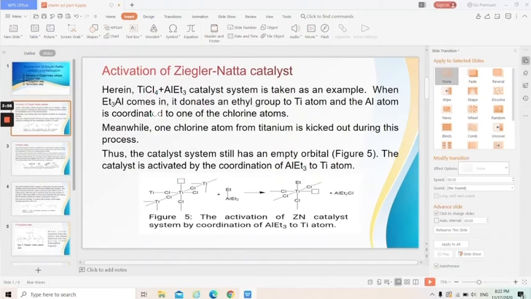When the triethylaluminum comes in, it donates an ethyl group to the titanium atom, and the aluminum atom is coordinated to one of the chlorine atoms. Meanwhile, 1 chlorine atom from titanium is kicked off during this process. Thus, the catalyst system still has an empty orbital, as shown in Figure 5. The catalyst is activated by the coordination of triethylaluminum to the titanium atom. Figure 5 shows the activation of the Ziegler-Natta catalyst system by coordination of triethylaluminum to the titanium atom.